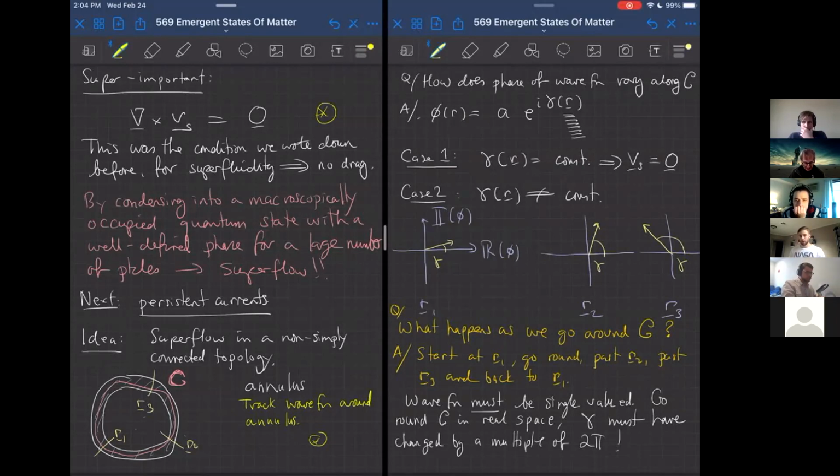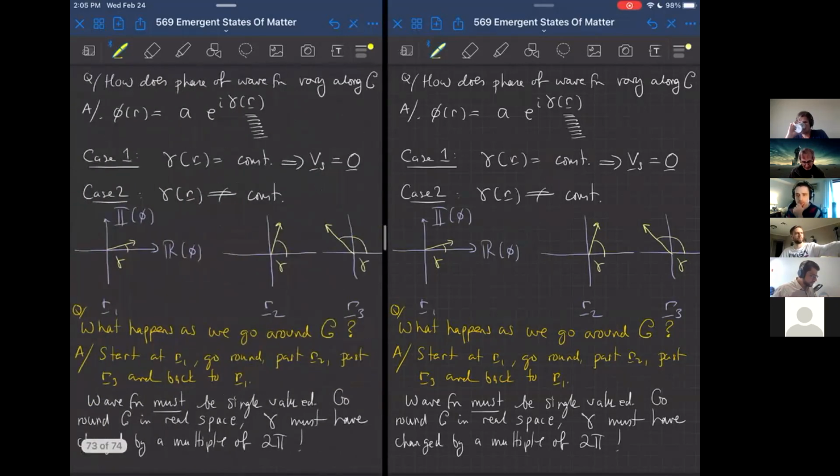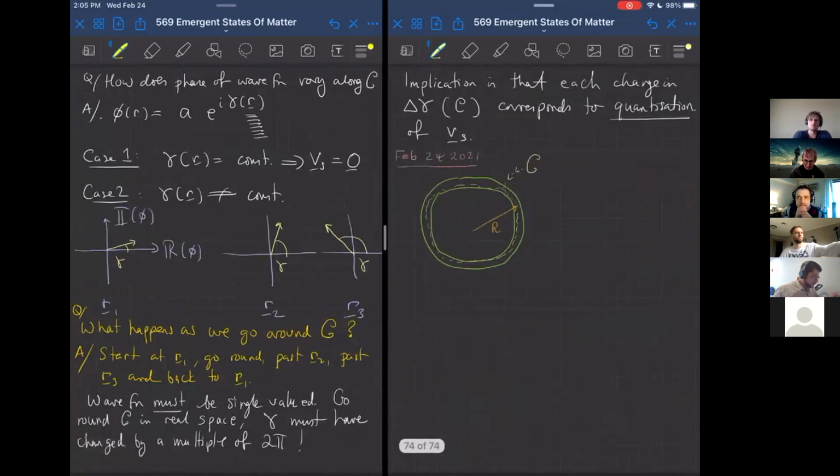Now, the key point is that as we go round the loop, as we go round the annulus along the curve C, when we get back to where we started, the wave function has to be single valued. That's a fundamental tenet of quantum mechanics. And so what that means is that the phase must have changed by a multiple of 2 pi. Any expectation value should be the same, so the phase can vary by a multiple of 2 pi as we go round the loop.